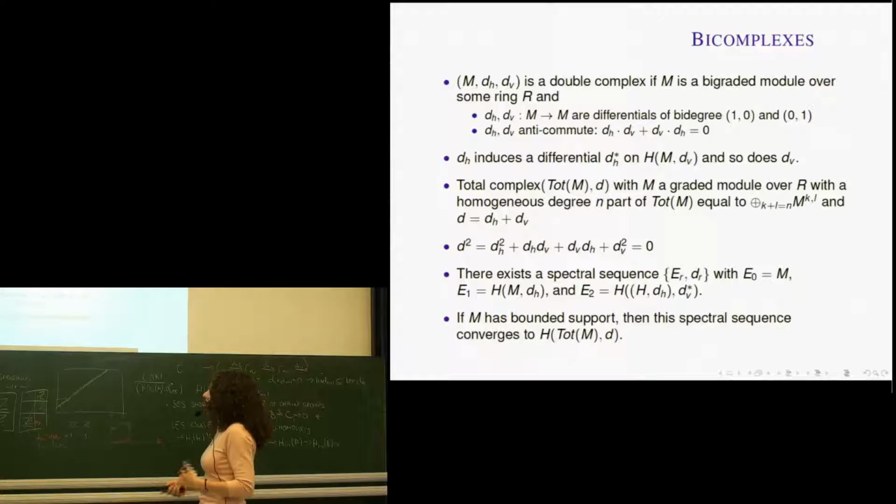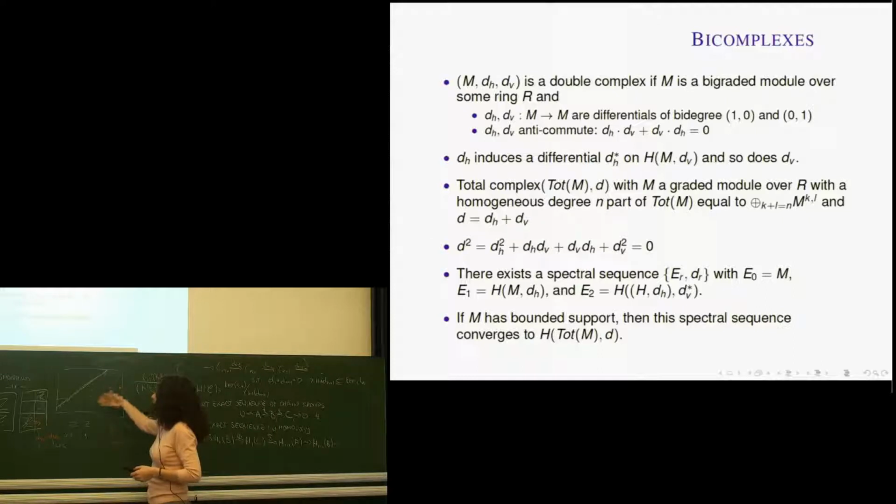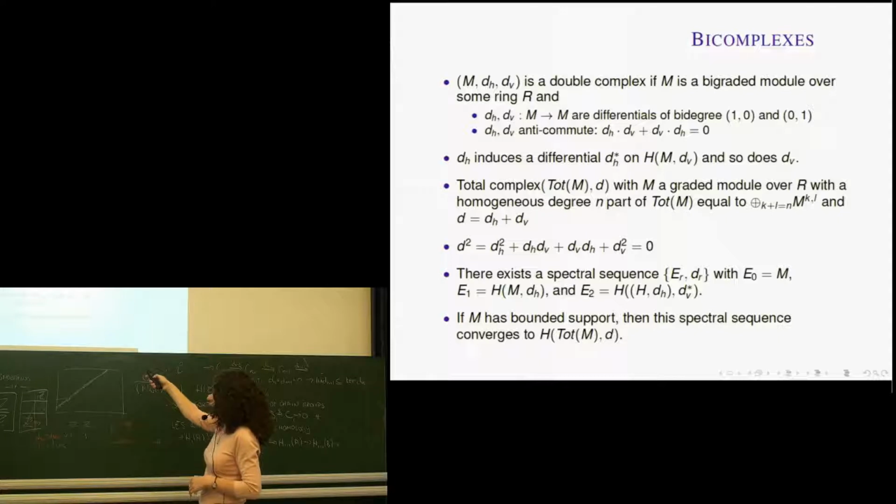And that actually says that there exists a spectral sequence, and again, a spectral sequence is basically a collection of these planes, one for each r, where the 0th one is the module that we started with. The first one is homology with respect to the horizontal differential, which in our case is going to be Khovanov. And then the second page is the homology of Khovanov homology with the induced vertical differential.